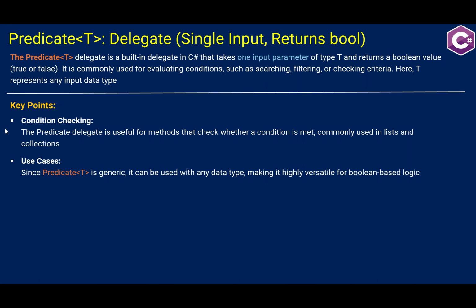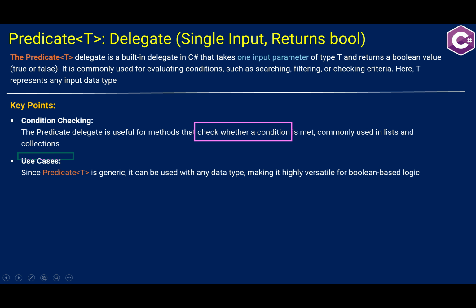Okay, so the main key point here is that the predicate delegate is useful for condition checking. The predicate delegate is useful for methods that check whether a condition is met, commonly used in lists and collections. So the predicate delegate is useful to check whether a condition is true or not. That anonymous method returns true or false. If the condition is satisfied, then that anonymous method should return true; otherwise it should return false. In those situations we have to use the predicate delegate.